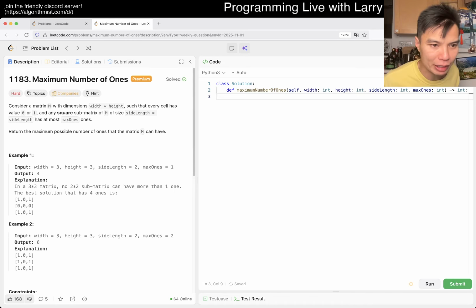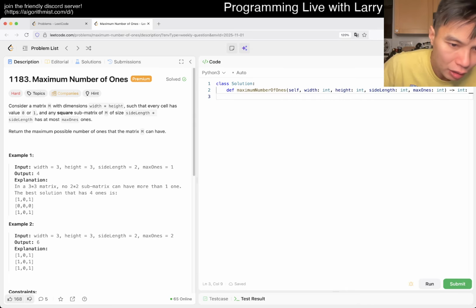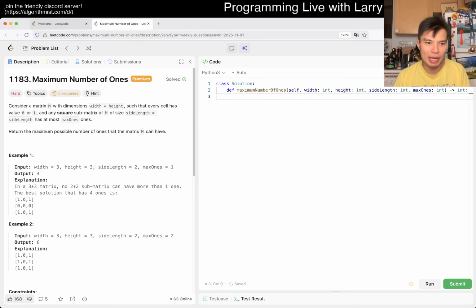This seems pretty greedy, right? Let's see. So basically we're saying that for every square in some width times height matrix, we have to have at most that many ones, right? So we could probably just think of it as a pattern. I think this makes sense, right?